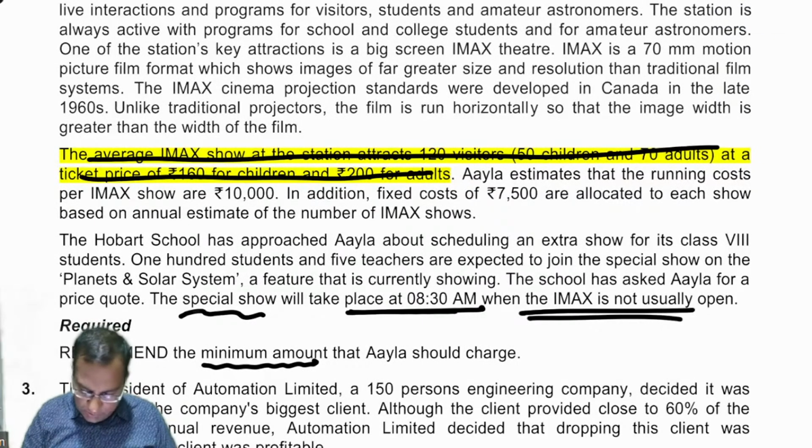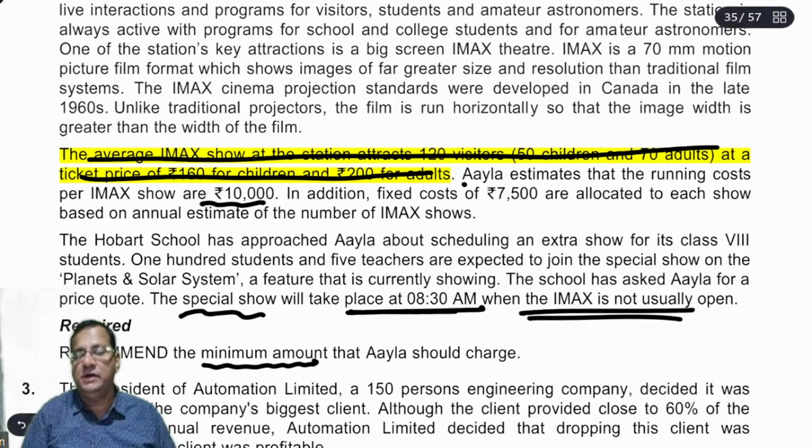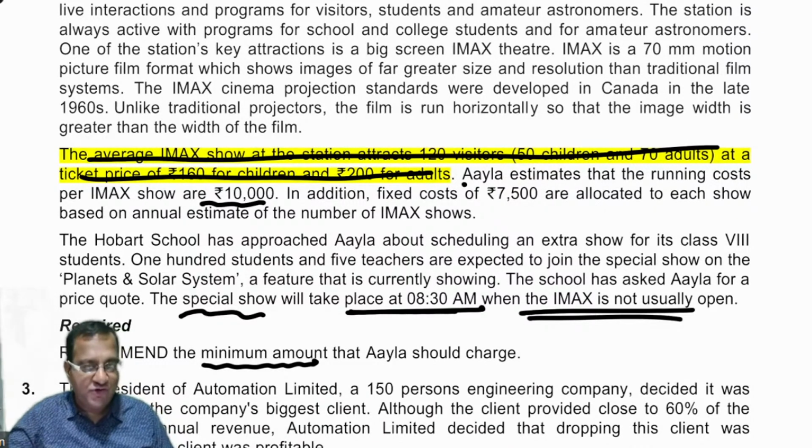Okay. Now, the company estimates that the running cost is rupee 10,000. If no extra show is conducted, no extra 10,000 rupees will be incurred. Due to this extra show, we have to incur rupee 10,000 out of our pocket. Therefore, this 10,000 rupees will be the relevant cost.